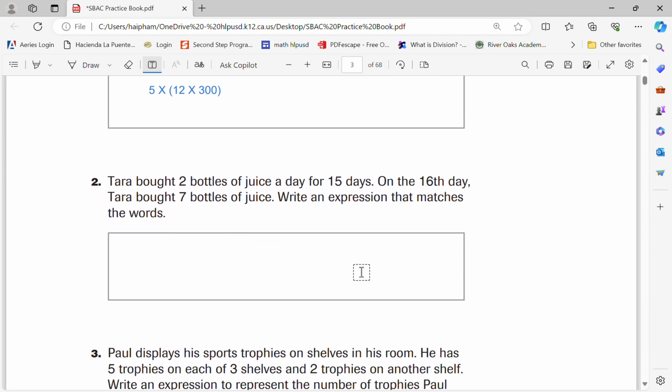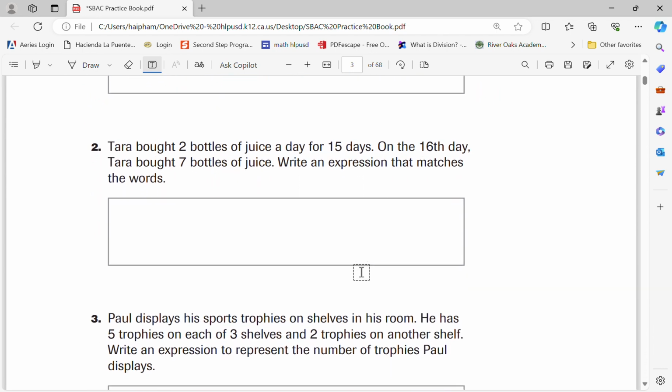Let's jump to number 2. Tara bought 2 bottles of juice a day for 15 days. On the 16th day, Tara bought 7 bottles of juice. Write an expression that matches the words. Again, for this problem, we are writing another expression. There's no need to evaluate or solve the problem. Let's start with Tara buying 2 bottles of juice, and that's occurring for 15 days. Same number of bottles being purchased for 15 consecutive days.